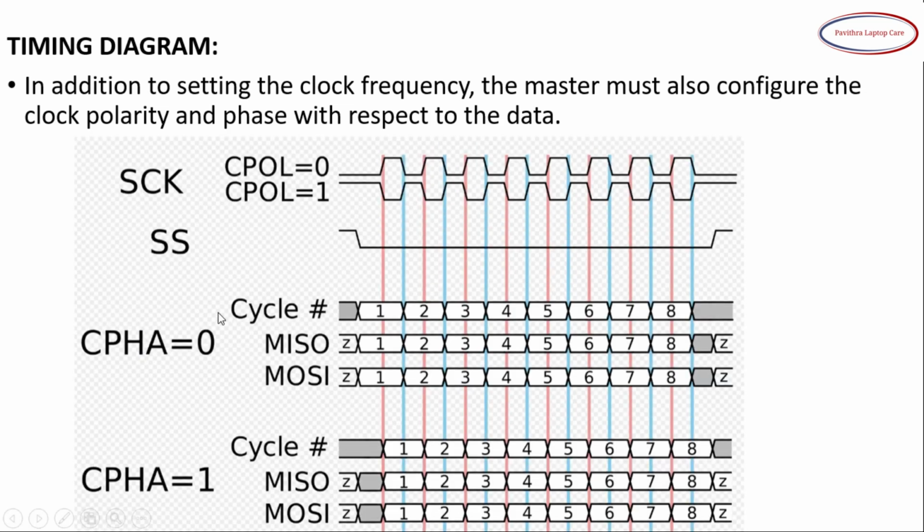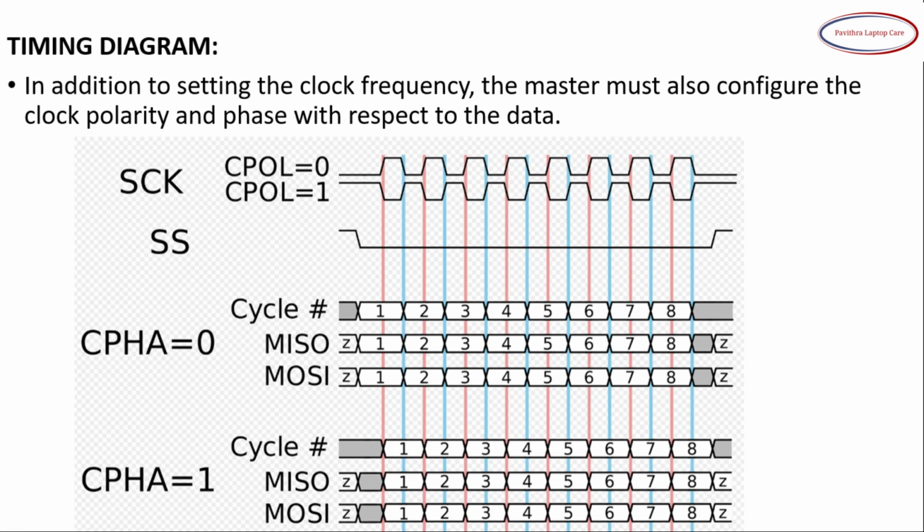This is the diagram. SCK is the serial clock. CPOL indicates clock polarity 0 and clock polarity 1. Clock polarity 0 will be first 0 and then 1, 0 and 1, 0 and 1. In this way it will be there. And for clock polarity 1, first it is 1, then down, then 1, like this. First it will be high, and when data flows it will be low, and once it completes the cycle it will be high again. Okay, chip select should be in the low condition.